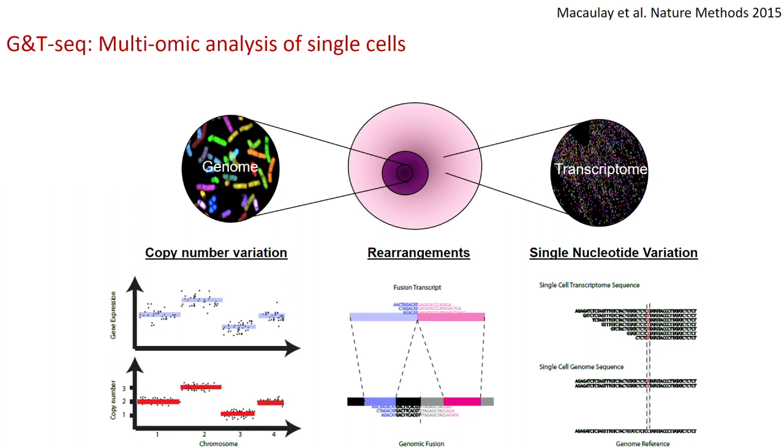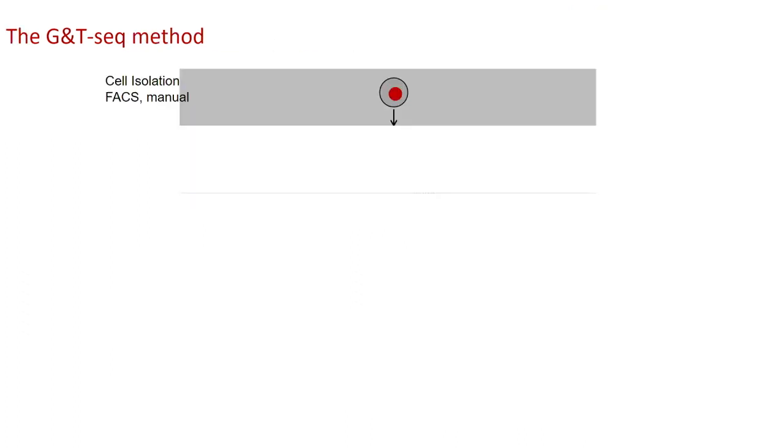So most of the work really focuses on the first two: copy number variation, detecting changes in the genome and chromosomal copy number, and how they manifest themselves in changes in expression, and then looking at rearrangements and how we can detect fusion transcripts and the genomic rearrangements that generate them. So the method is actually pretty simple.